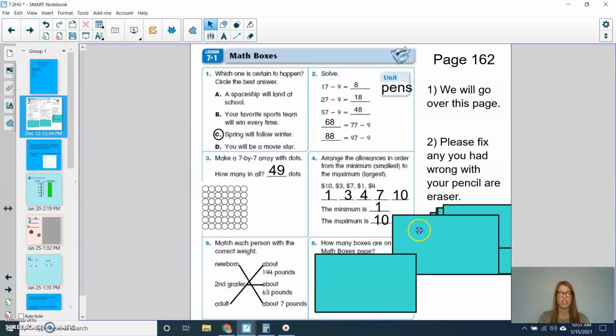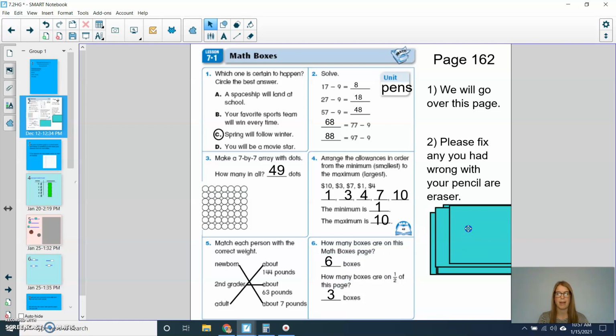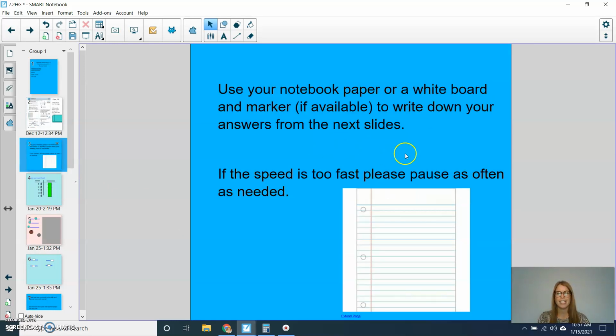For question 5, match each person with the correct weight. So a newborn baby would be about 7 pounds, a second grader would be about 63 pounds, and an adult about 144 pounds. For question 6, how many boxes are on this math box page? So there's a total of 6 boxes, and how many boxes are on half of this page? You should have said 3. So double check to make sure you have your page correct before moving on to the next part of the lesson. For the next slides, please use either notebook paper or whiteboard and marker if available to write down your answers. If the speed is too fast, pause as often as needed.